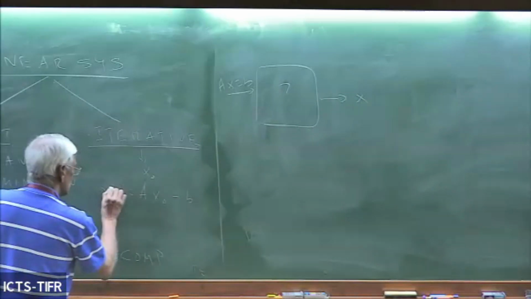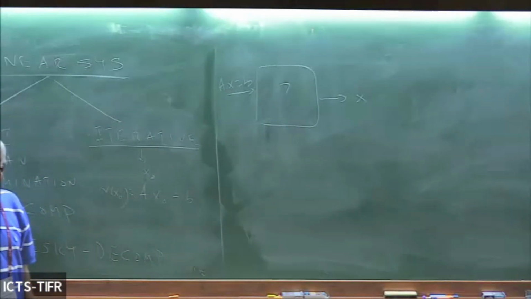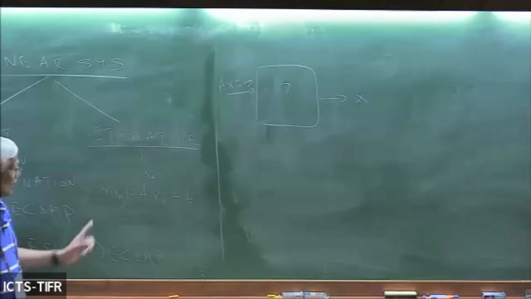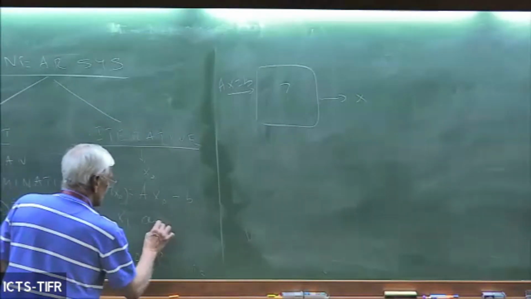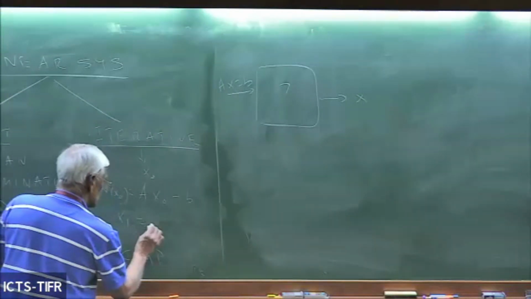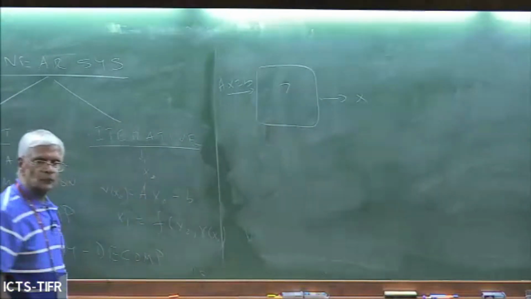This is called the residual. If the residual is zero, you are done. Are you with me? If the residual is not zero, you compute x1 as a function of x0 and r of x0, the residual. So using the error to correct a solution so that the solution moves towards when the error is zero.